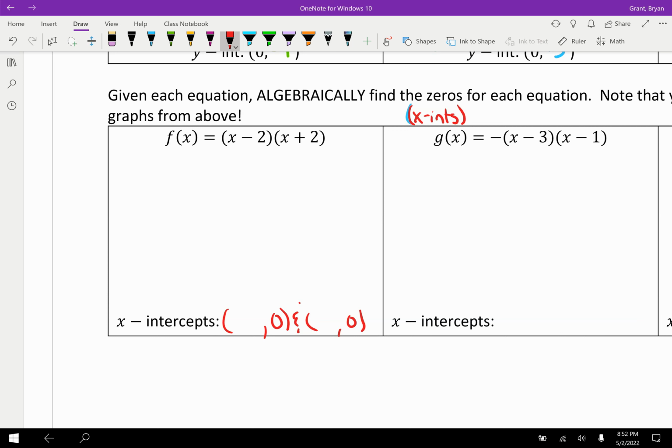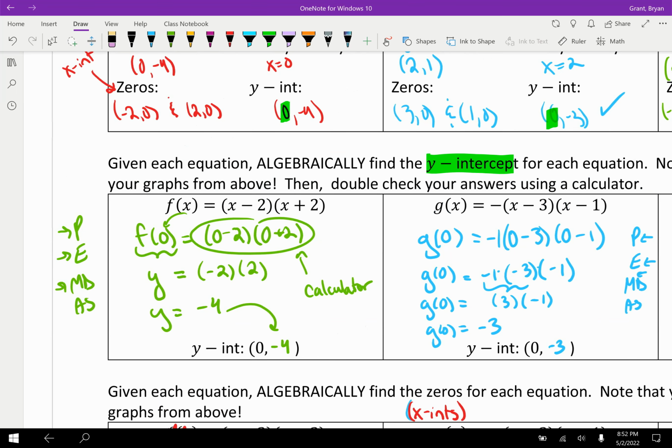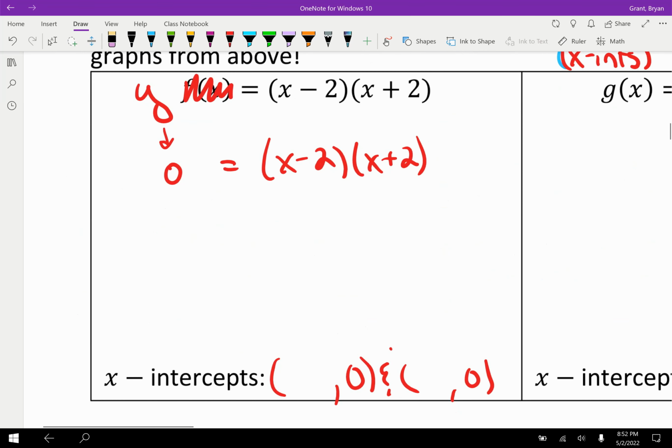And so let's see if we can find them. Now, when we replace y with 0, this might look weird because you're like, where's the y? But f of x is the same as y. So there it is. Let's replace our y with 0 and see how we solve. Now this is different than our y-intercept because for the y-intercept, the y was already by itself, right? We had y alone, so we just got to use PEMDAS. Here, x is not by itself on the right side of the equal sign. So somehow we need to get x by itself.